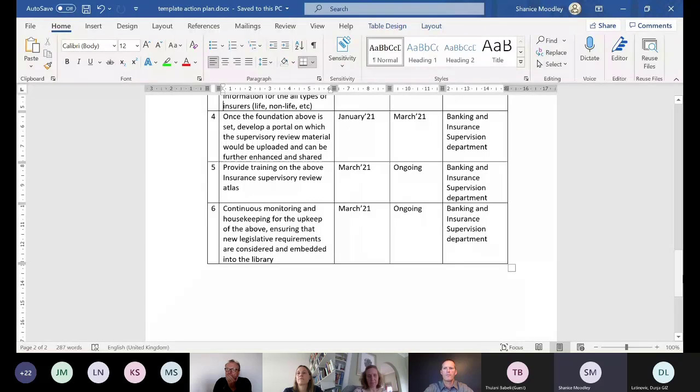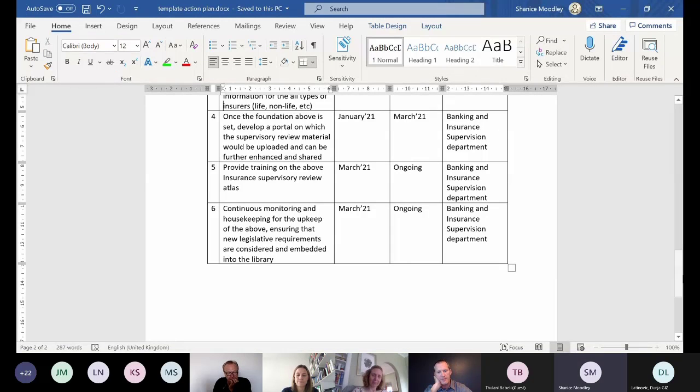And the stakeholders for the last three elements would be our entire banking and insurance supervision department, and the champions, as mentioned in step 2 above, would be the drivers of these action points. Thank you so much. Thank you, Shanice.